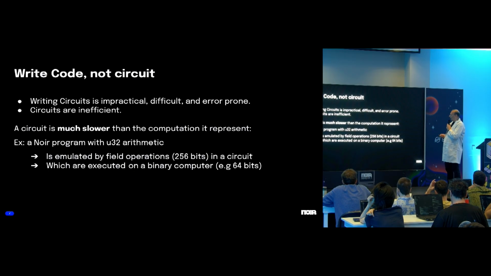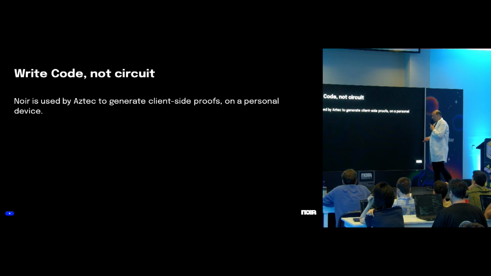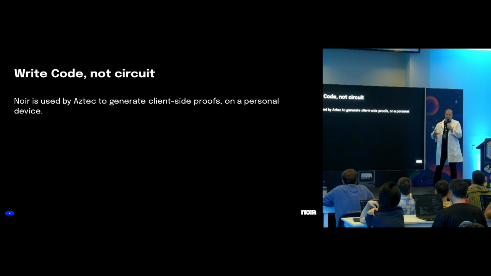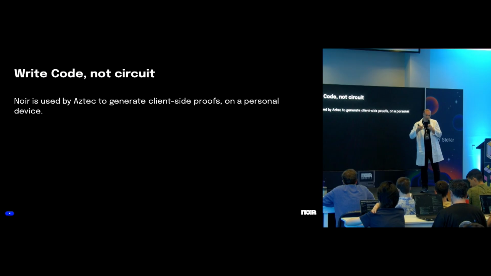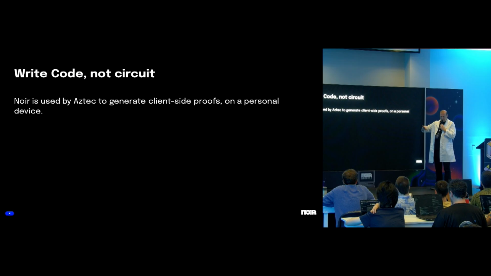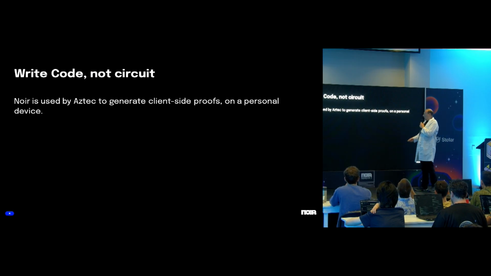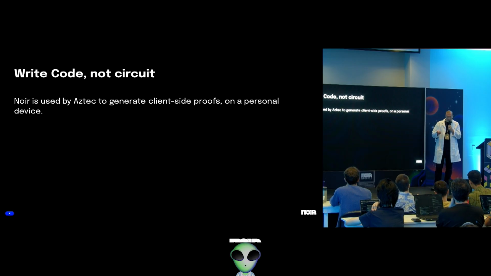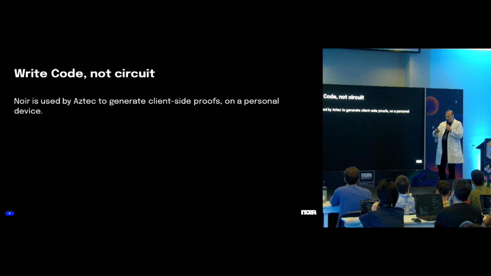Okay, but the problem is that in our stack we want to use Noir for private smart contracts. That means programs that run on your device because you don't want to give your data to anybody else. So you just want to generate a proof and then say, okay, my transaction is correct, you can check the proof. So it must run on a personal device like a phone, so it must be efficient. So we need you to write efficient Noir code. And how to do that, given that Noir is creating circuits that are slow?